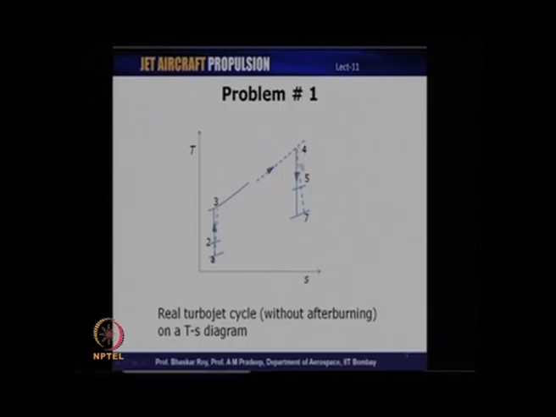Between stations 4 and 5 is the turbine, and the turbine process, the expansion process, is non-isentropic, and that's why the expansion process is indicated by this dotted line. Between stations 5 and 7 is the nozzle, and this again is a non-isentropic process, and basically we get the exhaust thrust as a result of expansion through the nozzle. So these are the various processes that constitute the turbojet cycle.